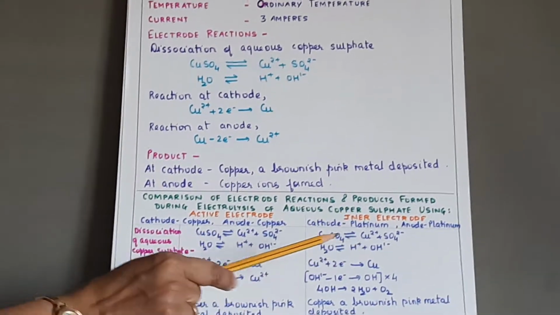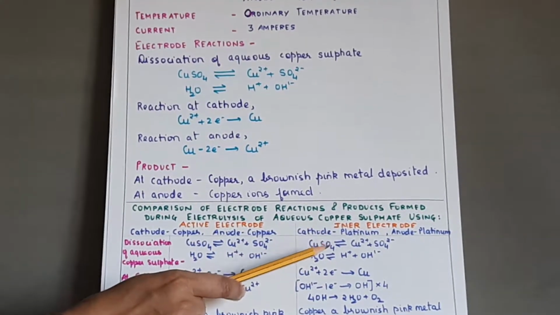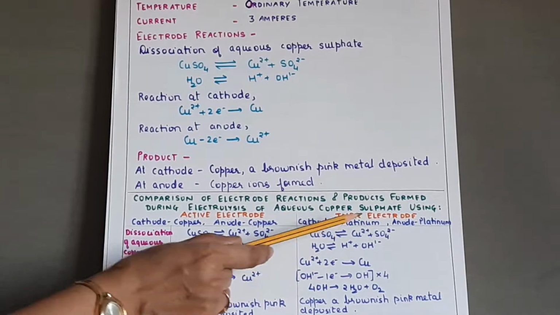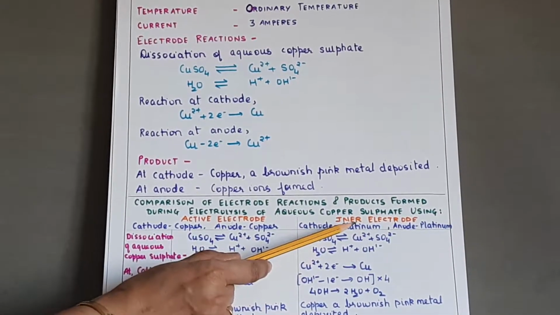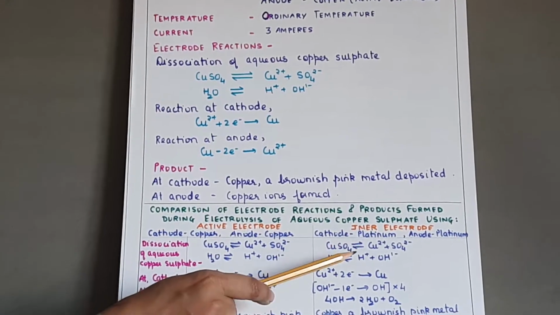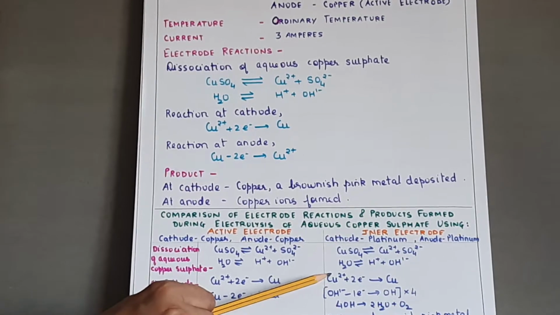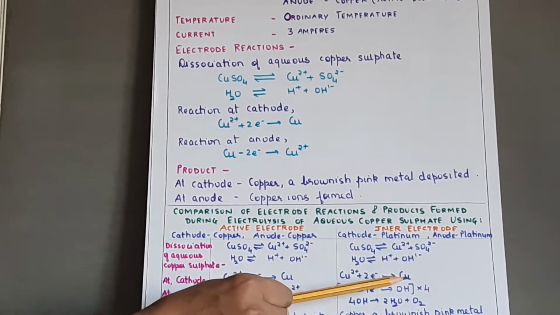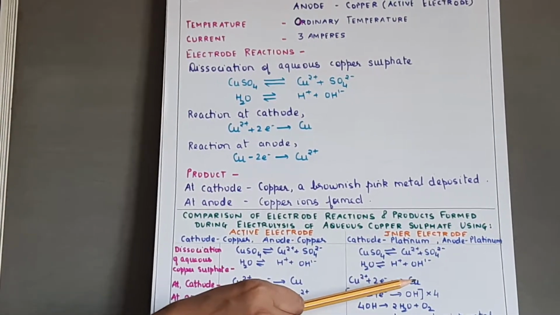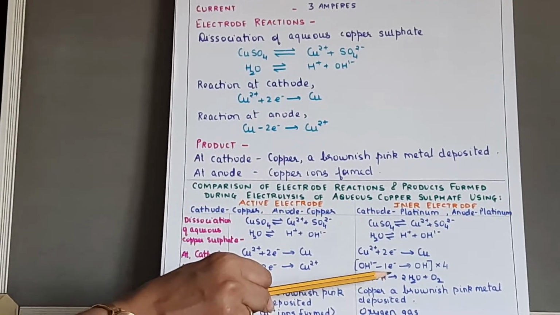Why is it important? Because you are sometimes asked, when you are carrying out electrolysis of aqueous copper sulfate using inert electrodes, what the observation will be. The blue color of the copper sulfate solution will fade gradually. Why? Because for every copper ion which is getting discharged as a neutral atom at the cathode, there is nothing getting replaced at the anode.